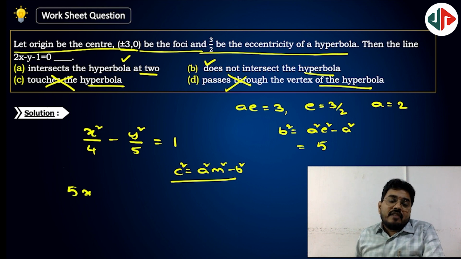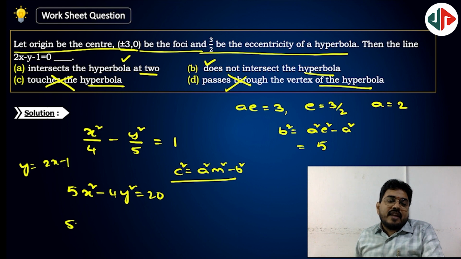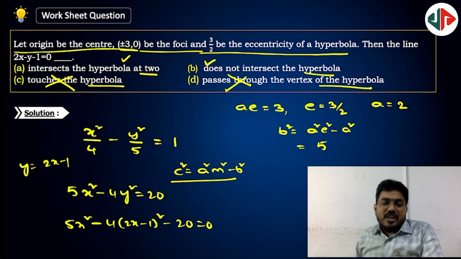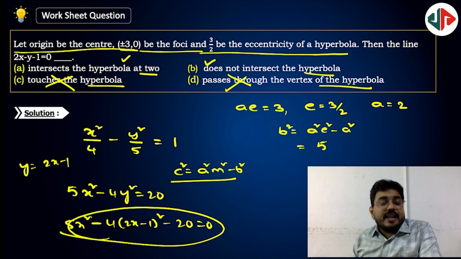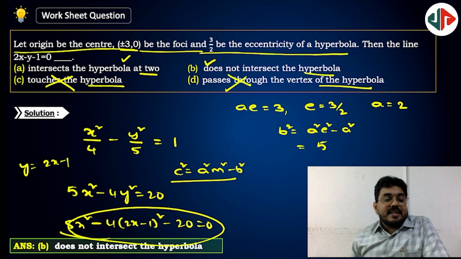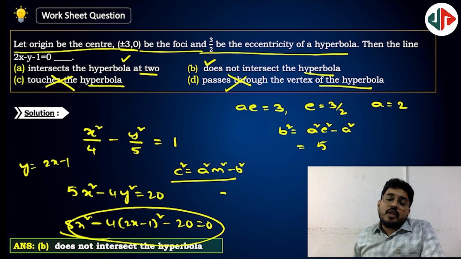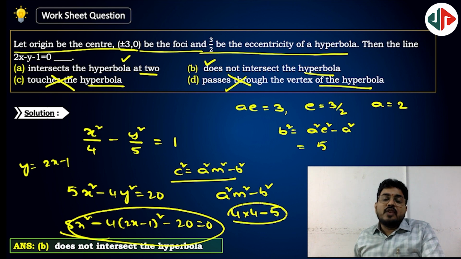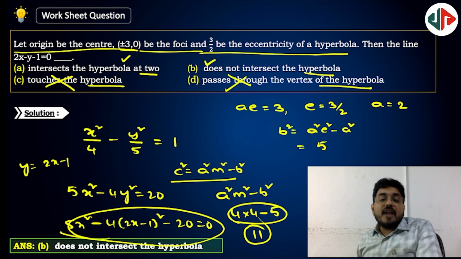Or you simply look at 5x square minus 4y square is equal to 20. So y is equal to 2x minus 1: 5x square minus 4 into 2x minus 1 whole square minus 20 is equal to 0. You look at this one. If real roots are there, it intersects; otherwise, it does not intersect. Or you can check what is a square m square minus b square. A square value is 4, m square value is 4 with slope 2, 4 into 4 minus b square 5. So this value is equal to 11, which is greater than c square. So automatically it does not intersect.